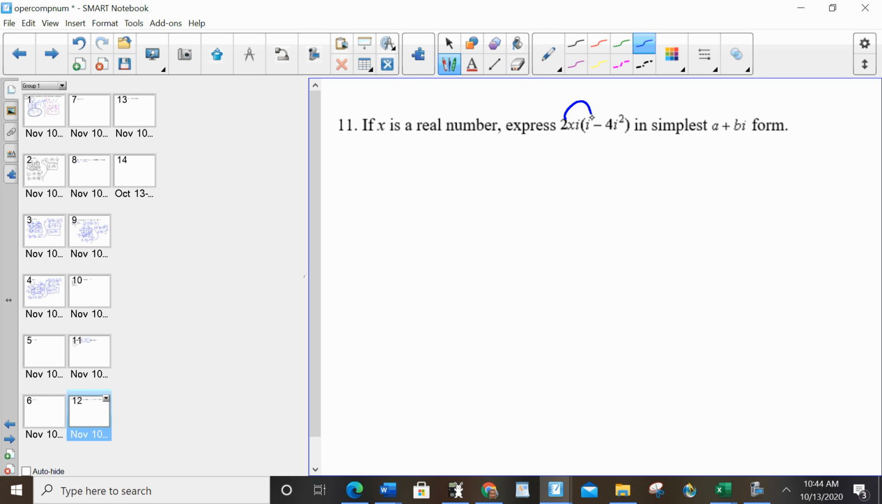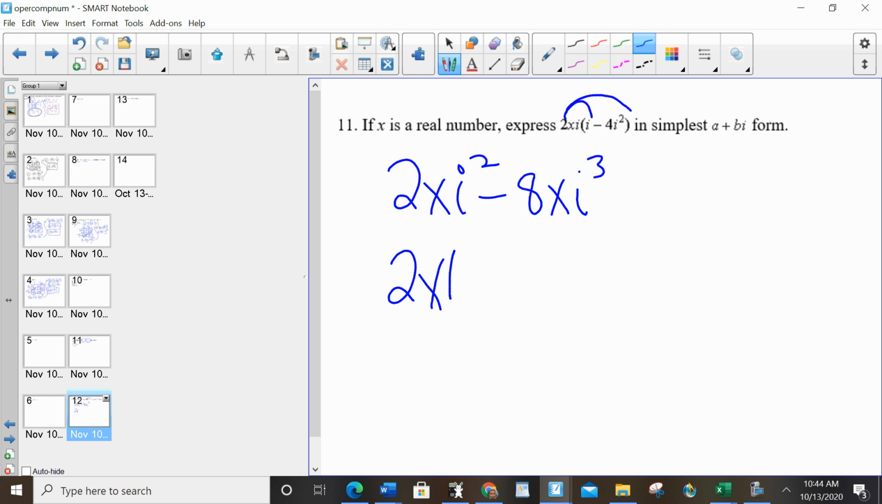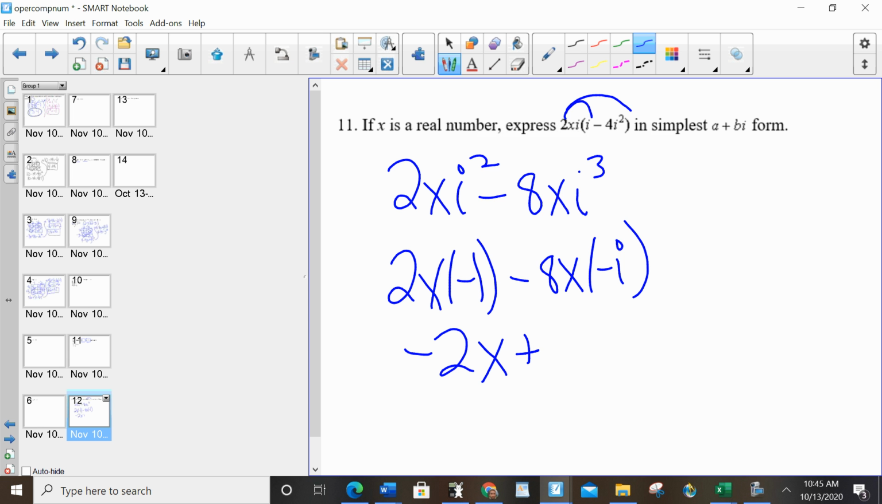So to get rid of the parentheses, I would distribute. That would give me 2xi squared minus 8xi cubed. Now, we said that i squared is negative 1, so I replace the i squared with negative 1. And we said i cubed is negative i, so I'm replacing the i cubed with negative i. This becomes negative 2x. This becomes positive 8xi, because a negative and a negative is a positive.